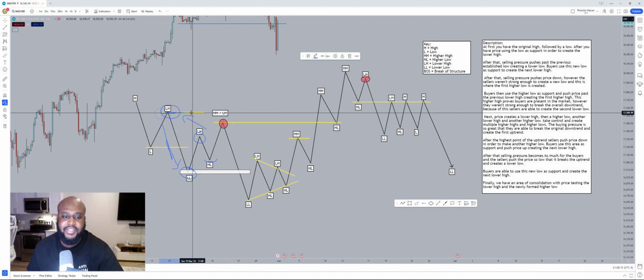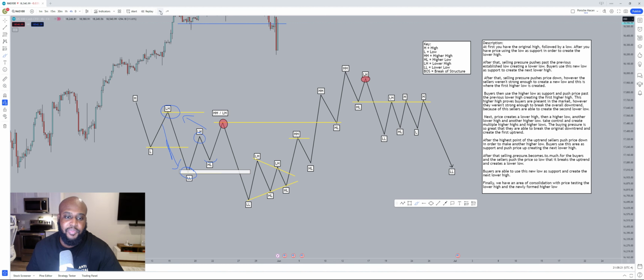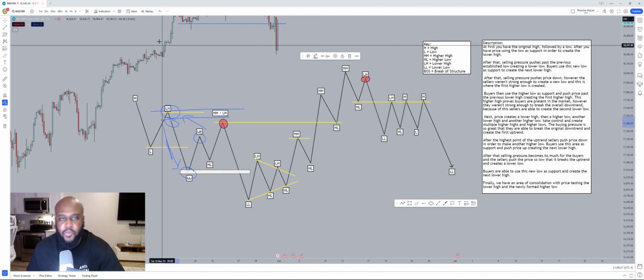And as long as this area up here does not get broken, I would still be looking for sells, maybe finding an area of supply somewhere along this area. You know what I mean? Or if there was one down here, depending on what the candlesticks were looking like at that point in time.